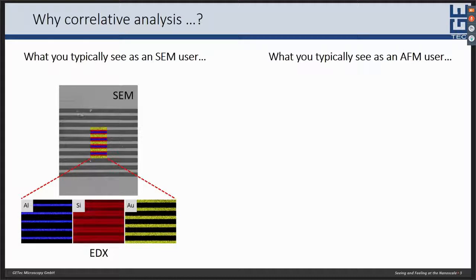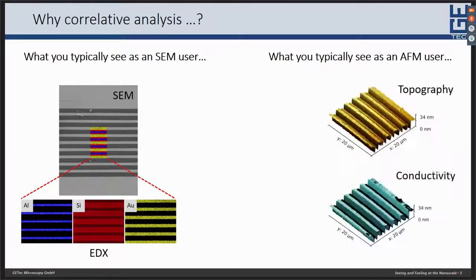If you now look at the same sample with the AFM, that is what you see. You get beautiful 3D topography information with sub-nanometer resolution in Z, and if you're working with a conductive cantilever, you can also extract the electrical properties of your sample in the same measurement.